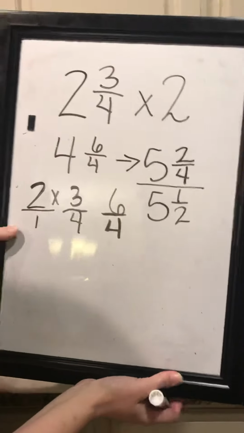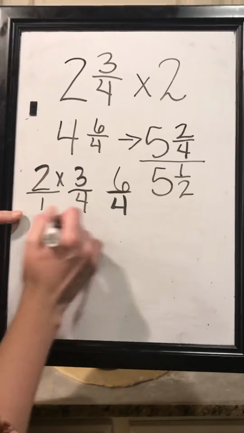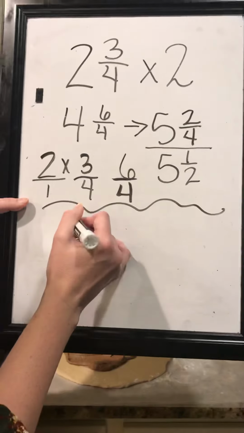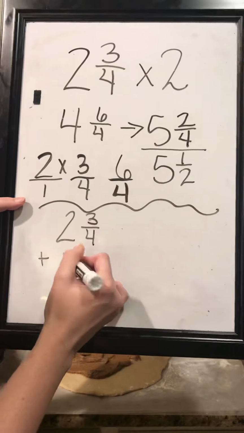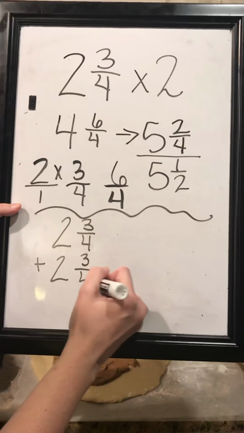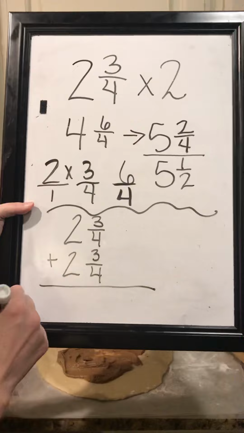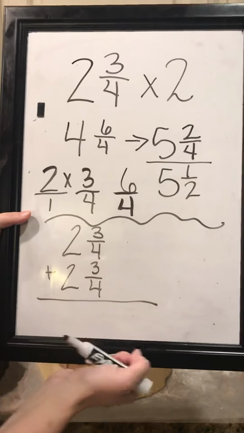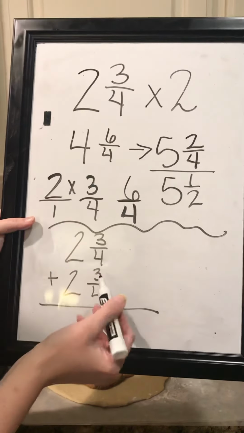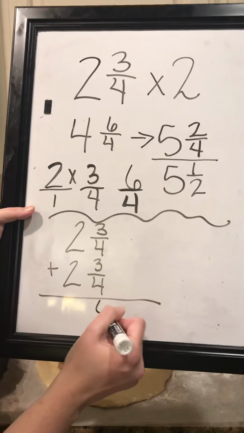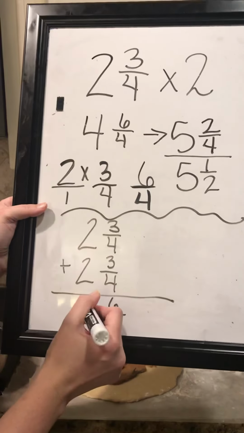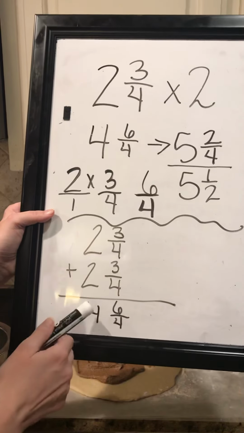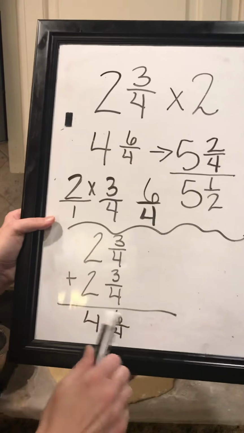Now the other way that I could have done this, and this is what we're going to start doing, adding fractions, I could have added 2 3/4 plus 2 3/4. And I see that I have a common denominator, so that makes this a little bit easier. I can just add the numerators. That gives me 6/4, and then I add the whole numbers. So you can see I've got what I had up here, the 4 6/4.